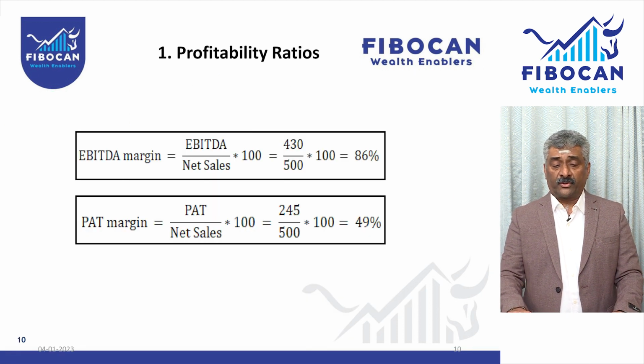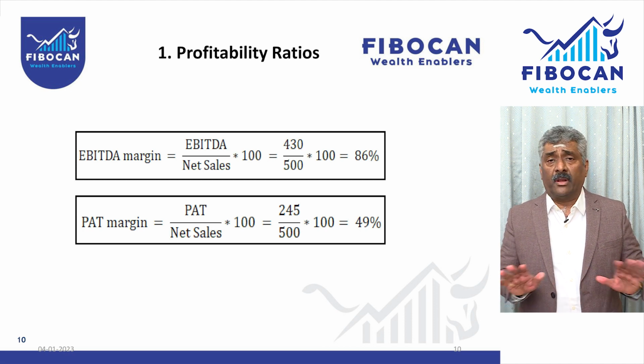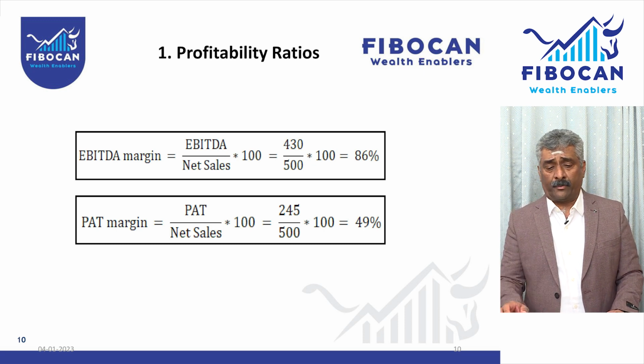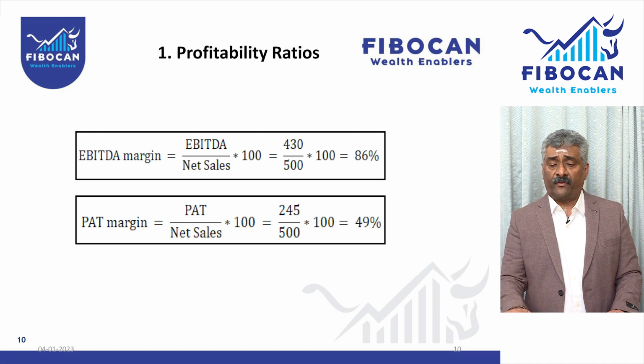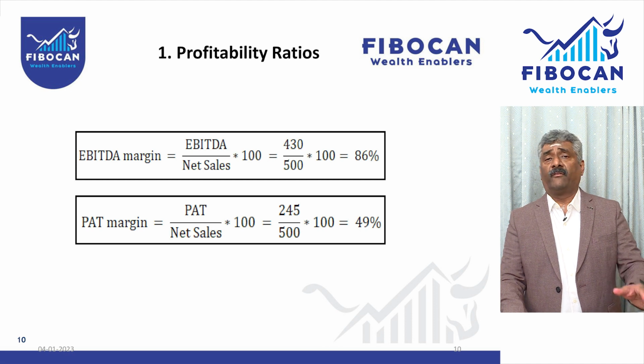So profitability ratios. What are profitability ratios? Profitability ratios tell how productive the company is. Very simple. Two ratios, as you have seen: one is the EBITDA margin, the other is the PAT margin. We have already seen that it is EBITDA by sales into 100. In the example we have taken, from the profit and loss statement in slides 6 and 7, it is 430 by 500 into 100, which comes to 86%. PAT margin is PAT by net sales into 100, equal to 245 by 500 into 100, 49%.